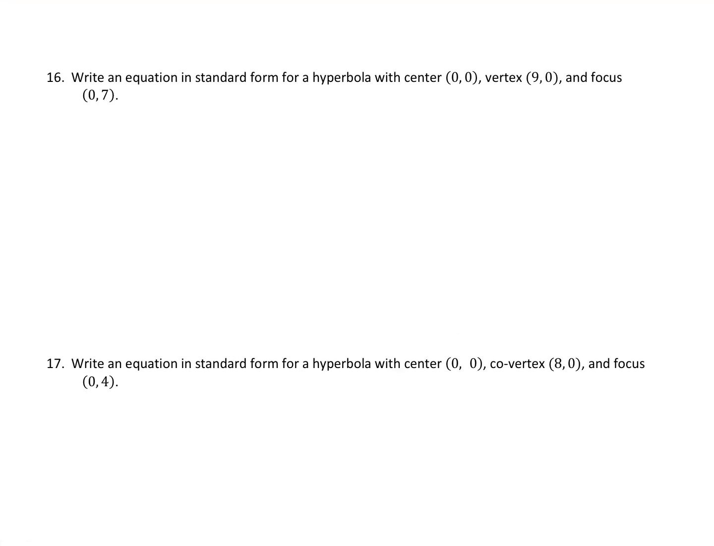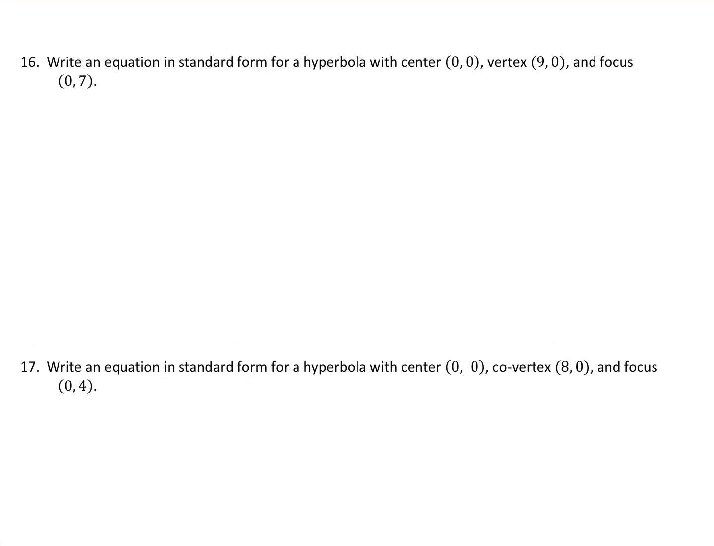Your next question, number 16, tells you to write the equation in standard form for the hyperbola with a center of 0, 0, vertex of 9, 0, and focus of 0, 7. Your vertex is A, focus is C. So we're going to use a squared plus b squared is equal to c squared in order to find b. So that's going to give us 9 squared plus b squared is equal to 7 squared. This is then going to simplify to give you 81 plus b squared is equal to 49. We're going to subtract that 81 over. So we have 49 minus 81, which gives us negative 32.